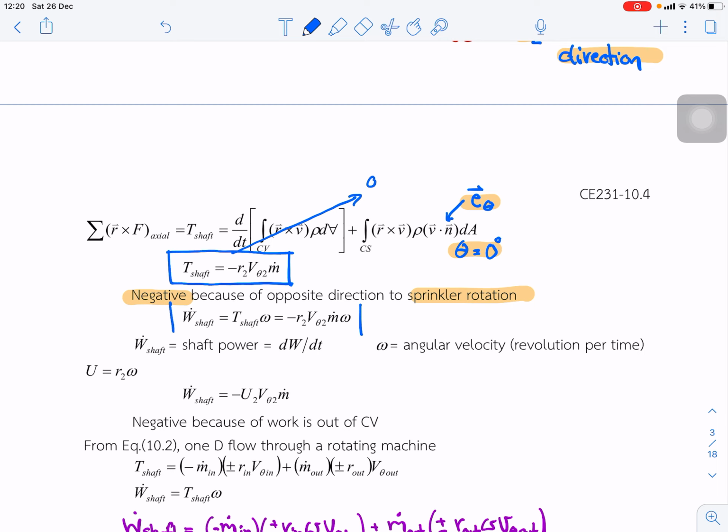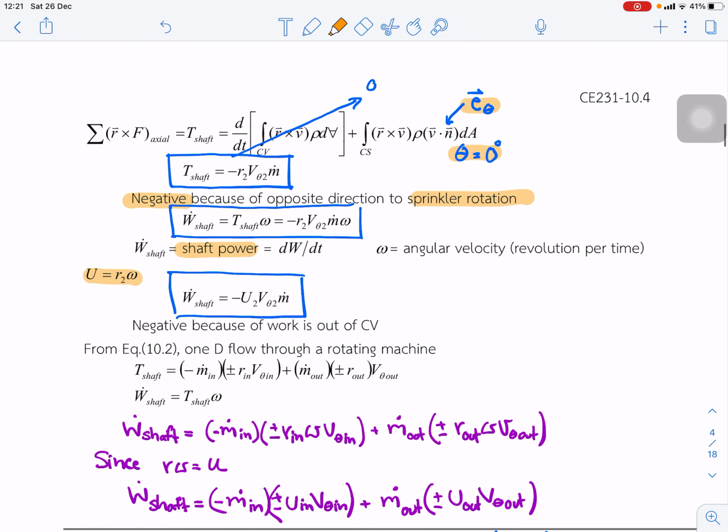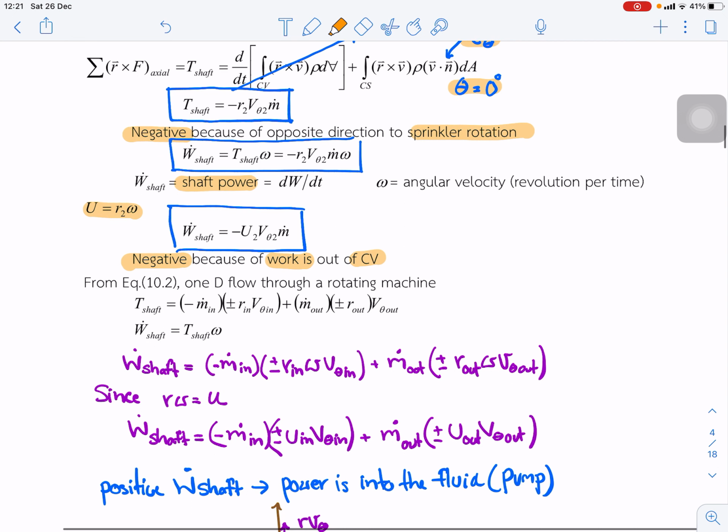If we multiply by omega, the angular velocity, with the shaft torque, we get what we call the shaft power. W dot shaft is the shaft power. So it means the shaft power is equal to u2 times v theta 2 times m dot, where u is equal to r2 omega. Negative, because the work is out of the control volume.